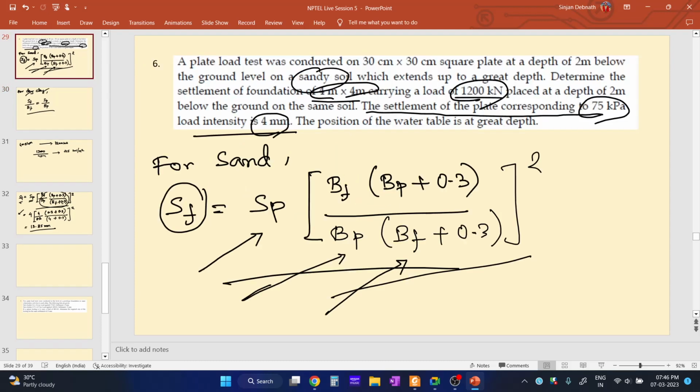So what is happening in this question? After conducting a plate load test, here we got at 75 kPa the settlement of the plate was 4 millimeter. Okay, so we have been asked here to extrapolate that plate settlement to a foundation settlement.